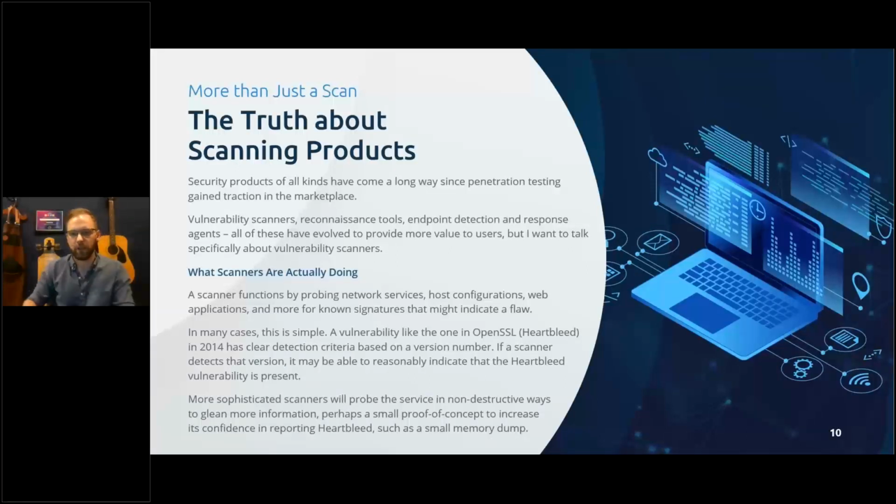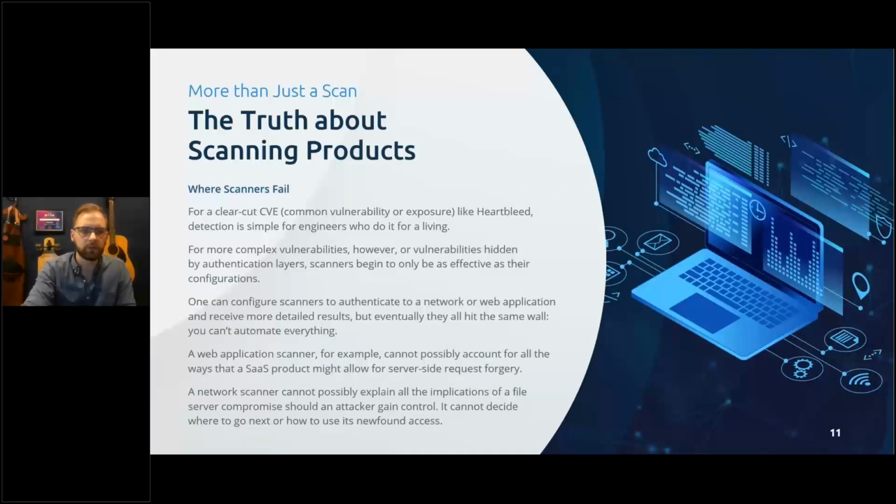Scanners can only ever identify what exists, and it's a mile wide and an inch deep. Useful, absolutely useful, but a mile wide and an inch deep. Penetration testing is meant to go deeper than that. So where scanners fail is with more complex stuff, more complex vulnerabilities. Maybe there are vulnerabilities hidden behind authentication layers.